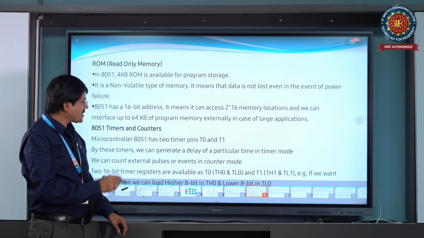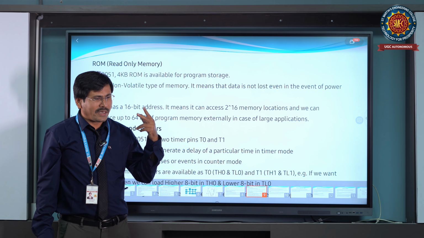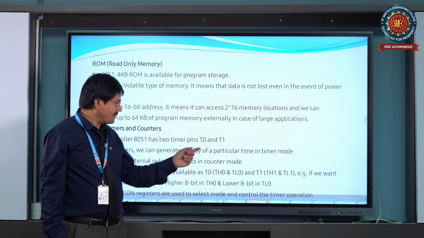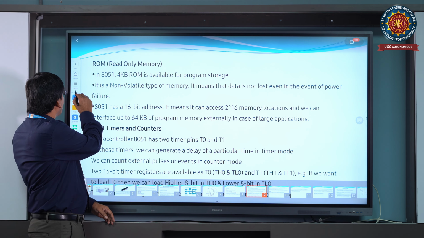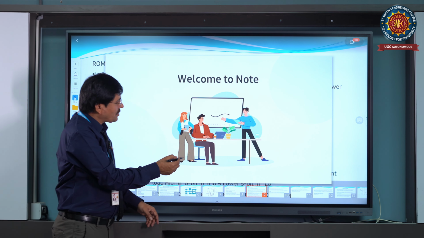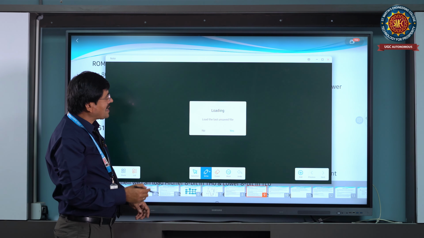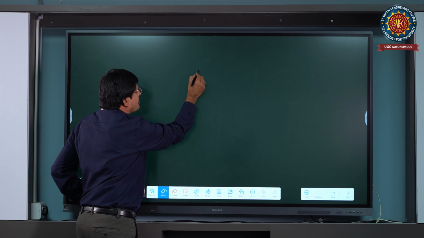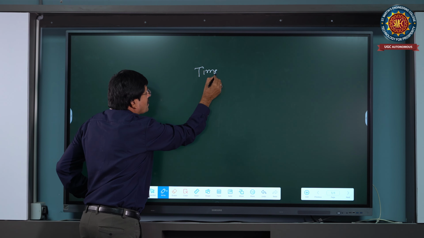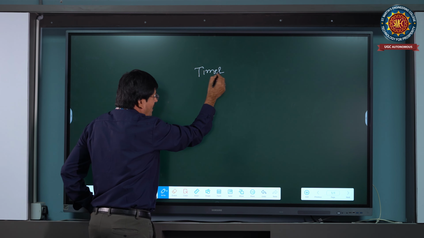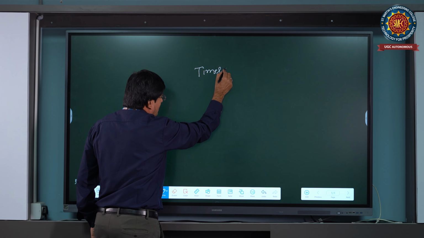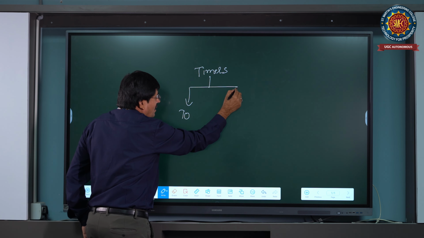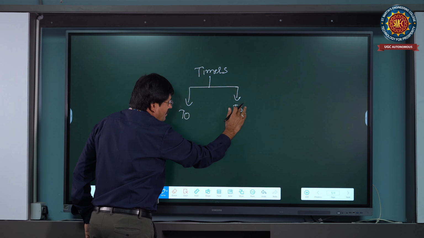And this processor consists of timers and counters. It has two timers, timer 0 and timer 1. Each timer size is 16 bit. This is a powerful feature of the 8051 microcontroller timers. Okay, so there are two timers available, timer 0 and timer 1.